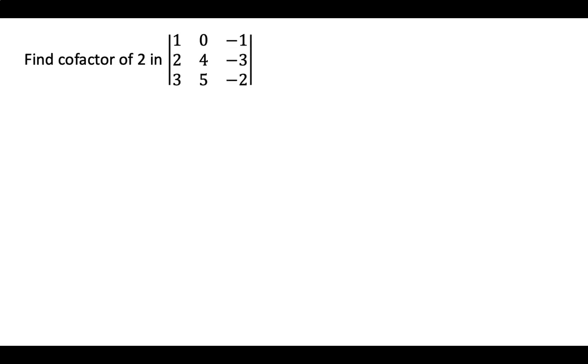Let's quickly look at these examples. Suppose I want to find the cofactor of 2 in this determinant. Now here 2 is in the second row, first column. So the sign must be -1 to the power row number plus column number, which is -1 cubed, that's -1. Assuming we're deleting the elements in the second row here and the elements in the first column, we are left with 0, -1, 5 and -2.